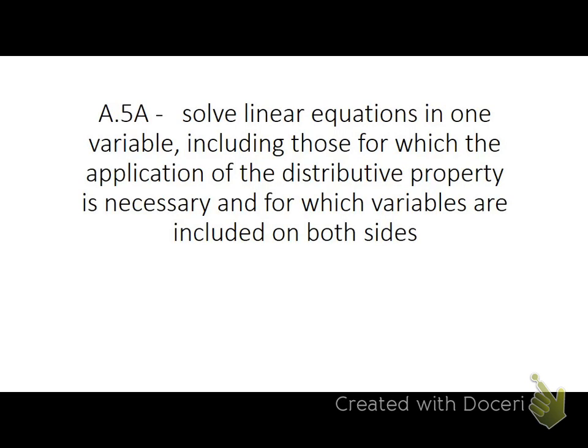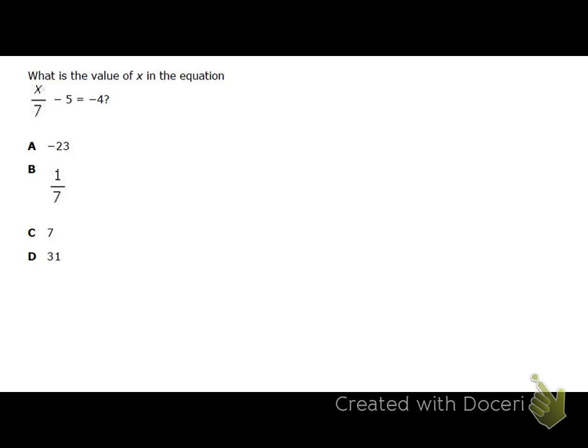In this video, we're going to solve linear equations in one variable, including those where you've got the distributive property, including where variables are on both sides. I've thrown one inequality into this, but it's really the same principles. But basically, we're just solving equations. So, what is the value of x in the equation x over 7 minus 5 equals negative 4?